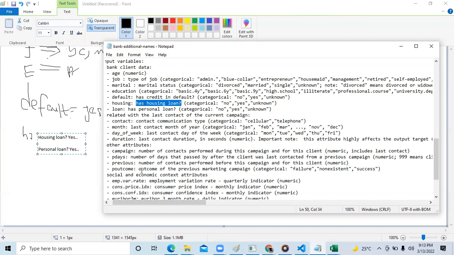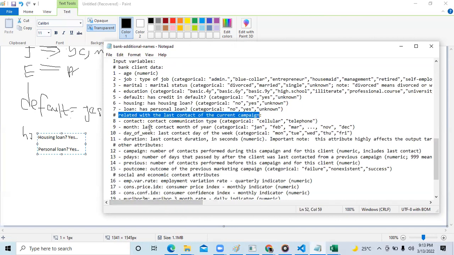So they are telling us that this next set of variables are related with the last contact of the current campaign. What does this mean? Contact, month, day of week, duration, campaign, pdays, previous, outcome: the number of contacts performed during this campaign and for this client, the number of days passed after this client was last contacted. Okay, so what they are telling us is that from variable 8, the rest of these variables are related to the campaign.